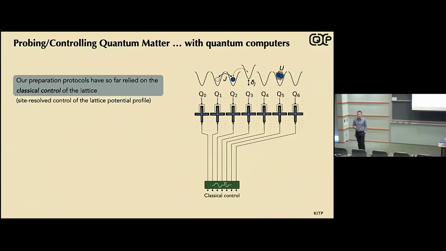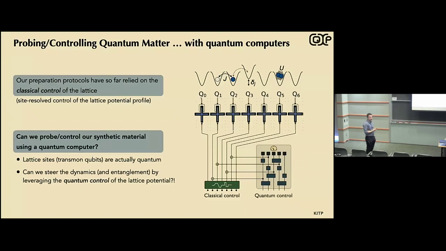What do I mean by that? What I mean is that, yes, you do these quench experiments or these adiabatic trajectories, but in the end, what you do is apply some currents through some bias lines to apply some magnetic fields to tune the frequencies of your qubits. But then again, you're using qubits as lattice sites, so can you actually leverage the quantum nature of your lattice sites? And can we essentially think about having quantum control over your lattice configuration?